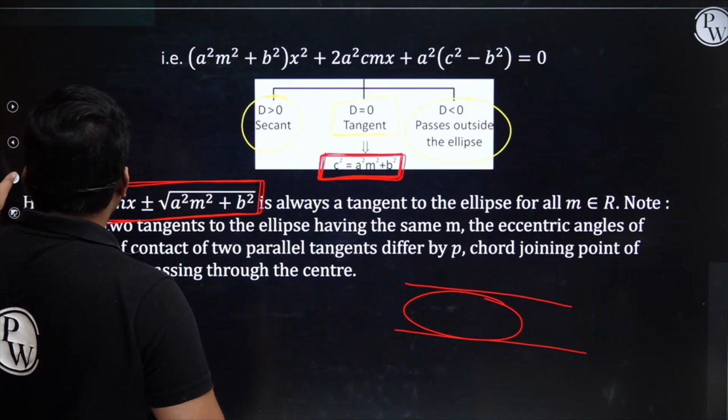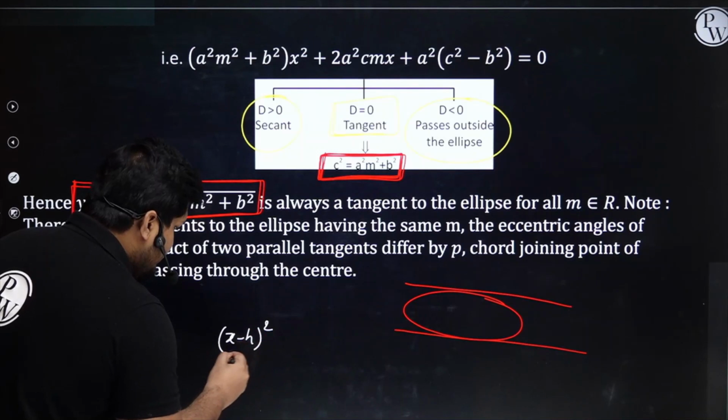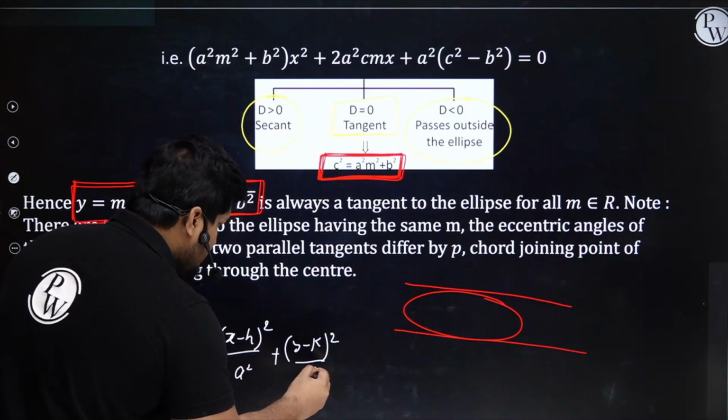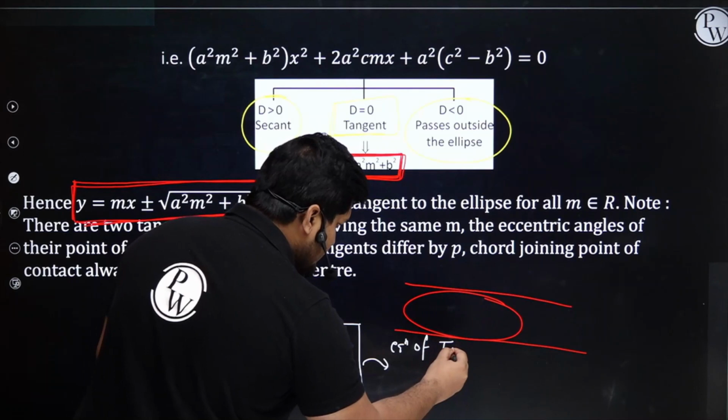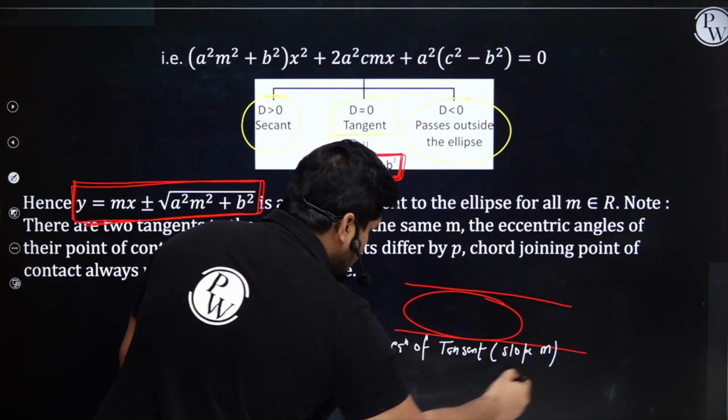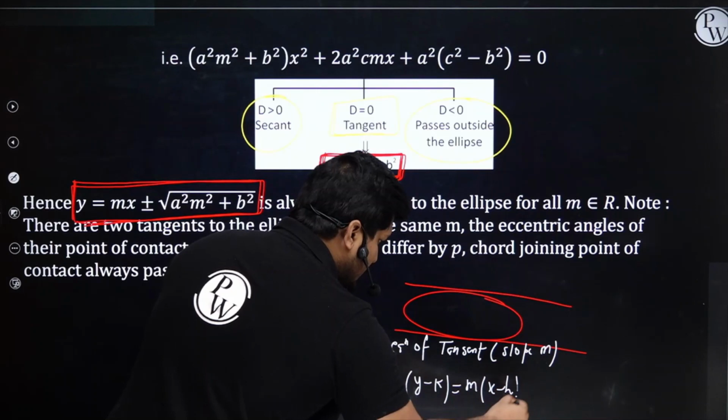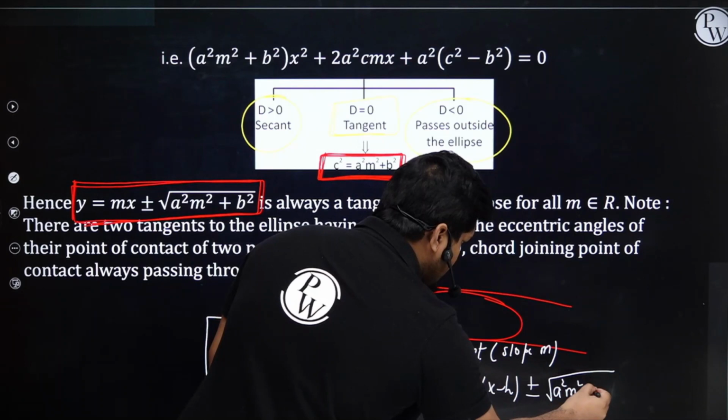You see, if the center is not 0, 0, if the ellipse is something like x minus h whole square by a square plus y minus k whole square by b square equal to 1, right? If the center is h comma k, then the equation of tangent, whose slope m is given, will be given by y minus k is equal to m times x minus h plus minus square root of a square m square plus b square. This is what needs to be remembered.